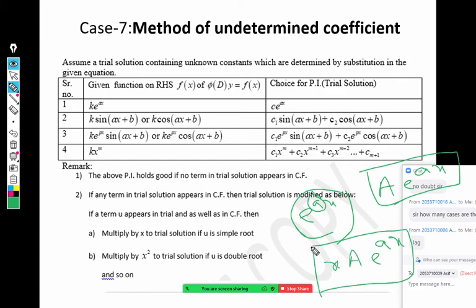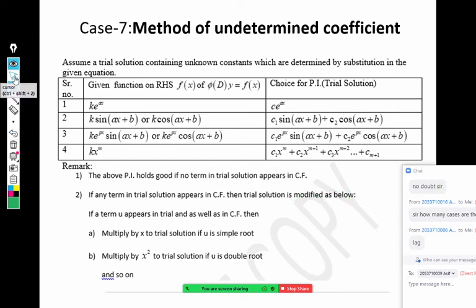So let me show you the question, then it becomes more clear. I know this theory is very complicated, but yes, for trigonometry, whenever there is a sin x or cos x on the RHS, the corresponding trial PI will be capital A times sin x plus capital B times cos x. Okay, we'll come to that also.